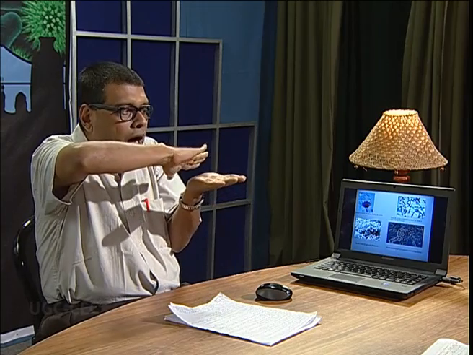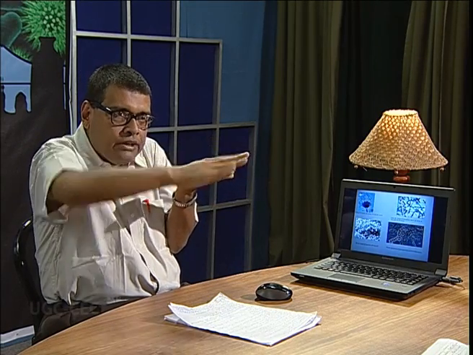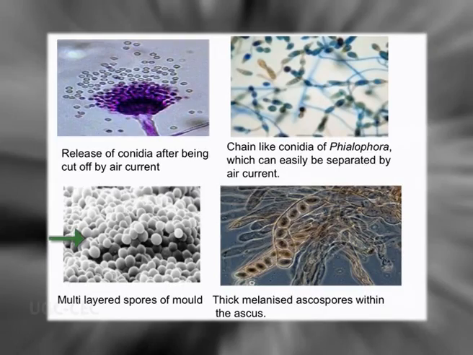Or sometimes it may so happen that they are borne in multiple layers. So if the upper layer is just sloughed off, the lower layer is exposed and then it is sloughed off, and by the time the second layer is exposed, the third layer is already ready. So this multiple layer of spores can also be an ideal strategy of an airborne pathogen.